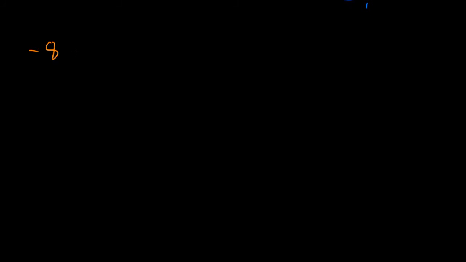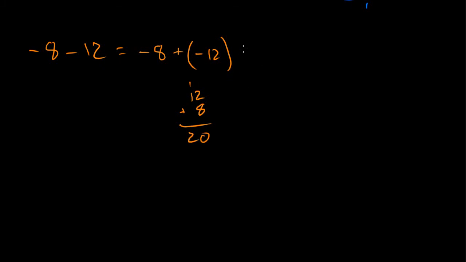Negative 8 minus 12. I'm going to start by changing subtraction to addition and adding the opposite. Negative 8 plus negative 12. Since they're both negative now, and I'm adding, I'm just going to add the two numbers. So I'll do 12 plus 8. And 12 plus 8 is 20. And since both numbers are negative, our answer is negative. Negative 20.